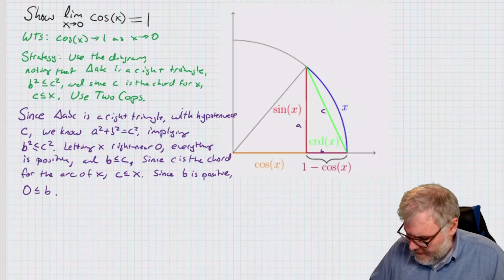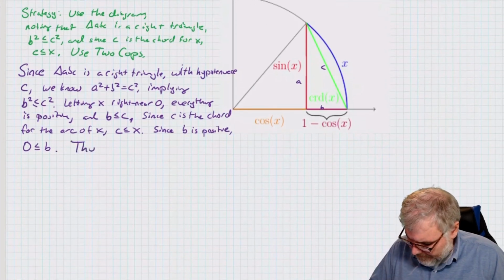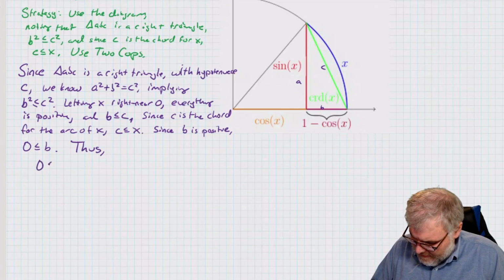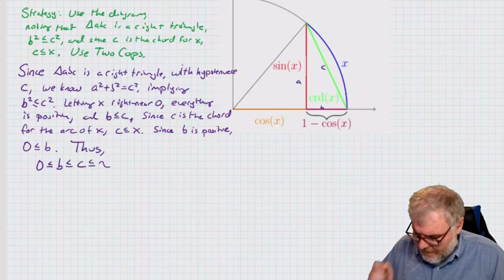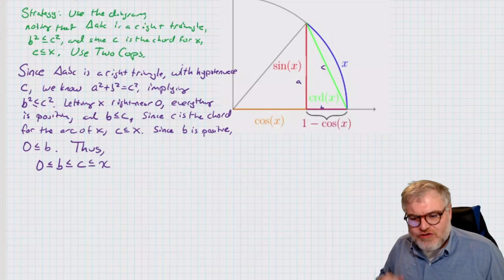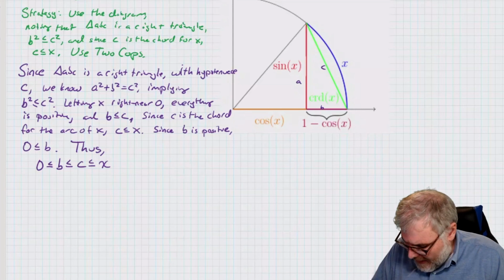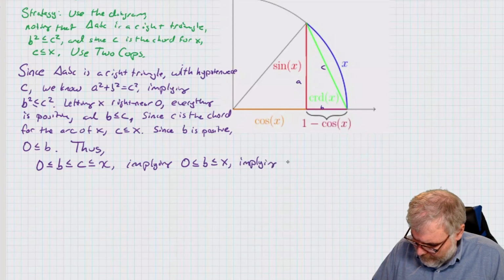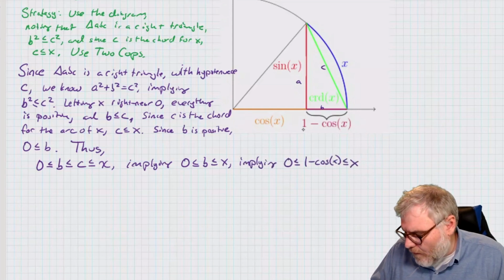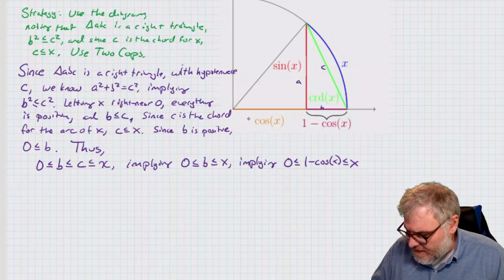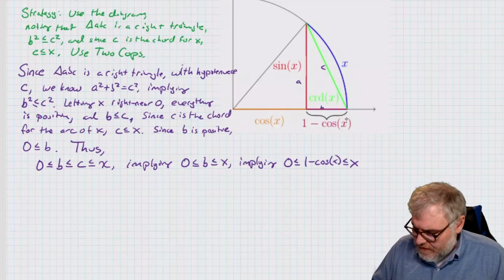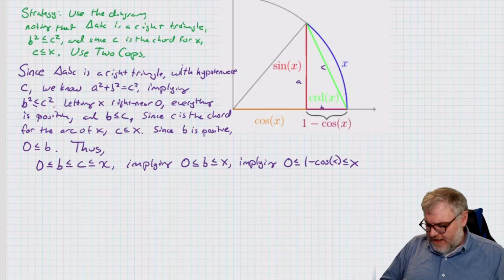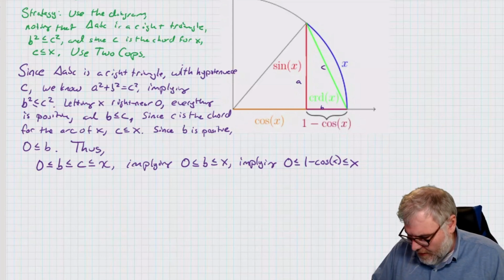Now I'm going to put together all this information. Thus, I know that 0 is less than or equal to the length of b, which is less than or equal to the length of c, which is less than or equal to the length of x. Now, I don't need c. I'm going to ditch c because what I really wanted was that b was less than or equal to x. This 1 minus cosine of x, I got because this is the cosine and this whole length is 1, so this length right here must be 1 minus cosine of x. That's a little tricky. We don't expect you to come up with that one on your own.